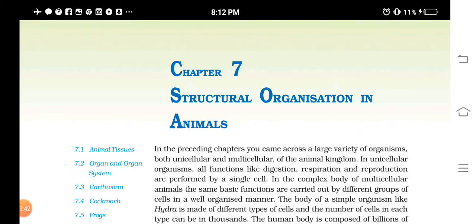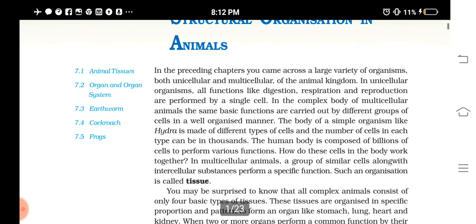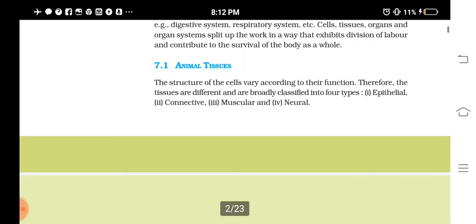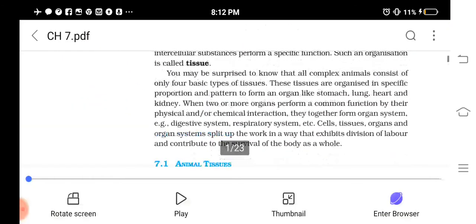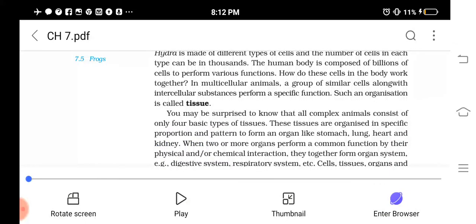So structural organization in animals, in this chapter we need to study about the animal tissues. So what do you mean by tissue? Tissues are a group of similar cells with intercellular substances, which perform a specific function. In 9th class we have studied that tissue is a group of cells having the same origin and doing the same function.